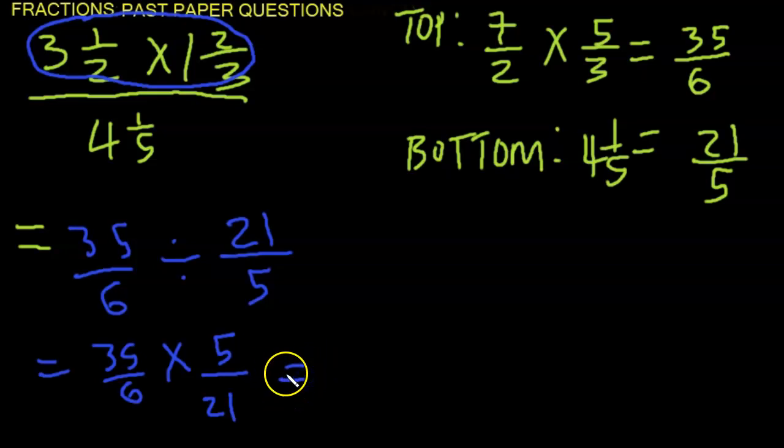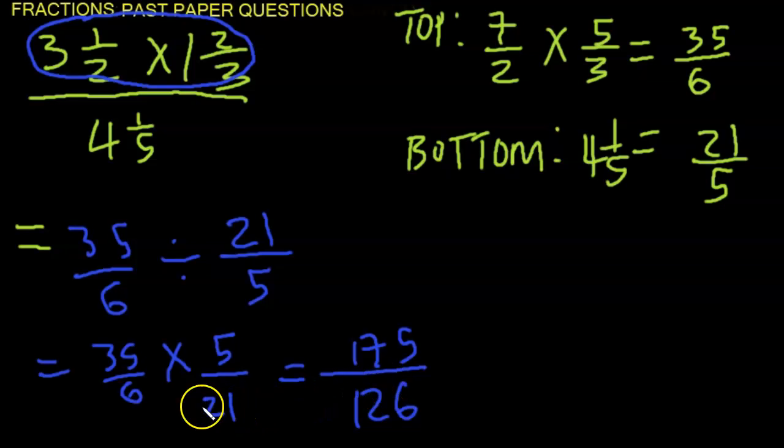So we're multiplying two fractions here. Numerator times numerator, so 35 times 5. 5 times 30 is 150, 5 times 5 is 25. So that's 175, divided by 6 times 21, that's 126. And if you wish to simplify that, it seems like it cannot be simplified, can it?